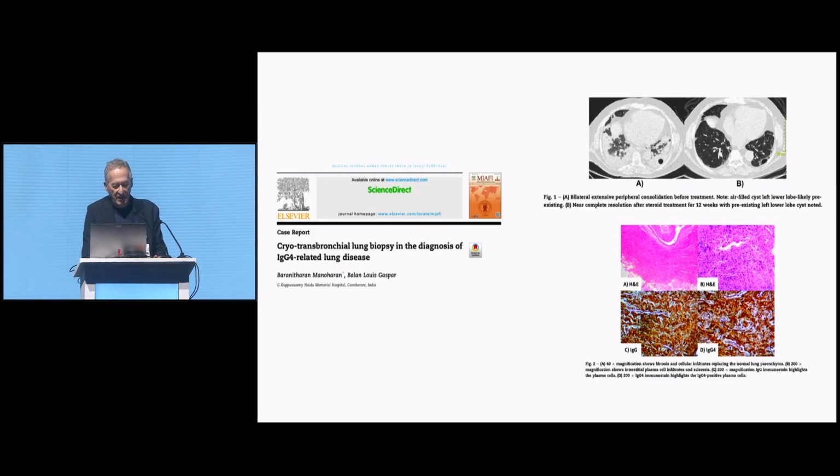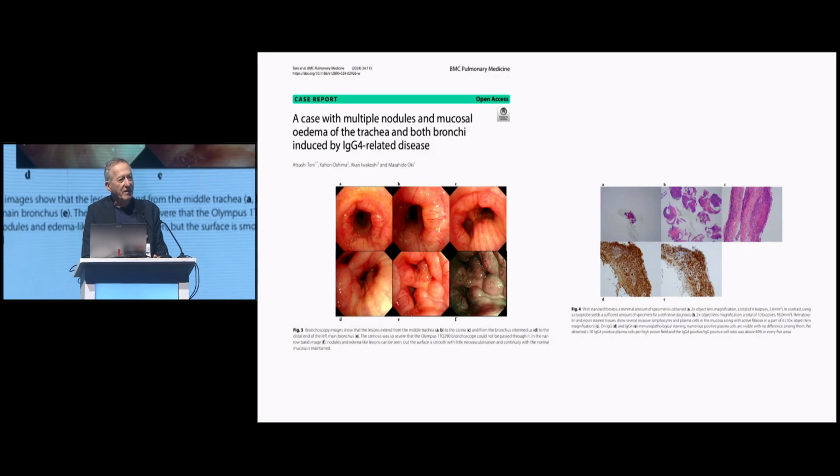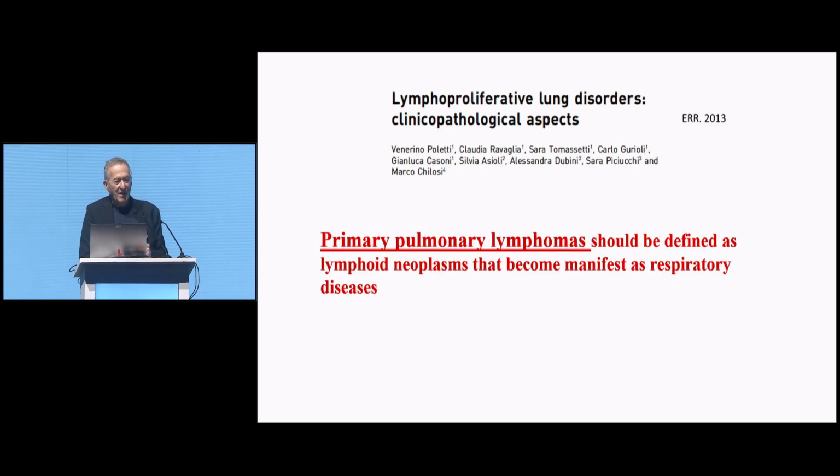Here one case also, IgG4 can involve mainly the tracheobronchial tree with PET positive thickening of the tracheal bronchial tree. You can have some differential diagnosis with amyloidosis, and cryobiopsy can be diagnostic.